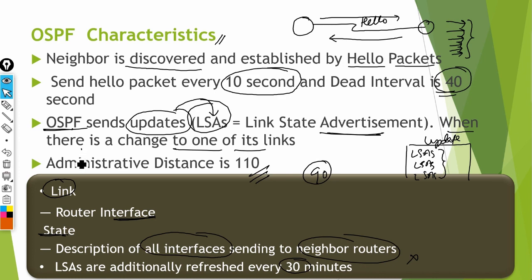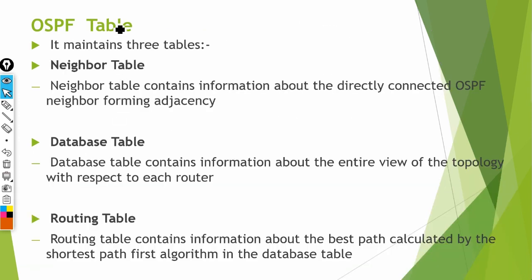Make sure. So far, when it comes to OSPF, it maintains three different tables. We have already discussed that EIGRP maintains three tables: the first one is the neighbor table, then the topology table, and then the routing table. When it comes to OSPF, OSPF maintains a neighbor table. Same thing, it contains the information about all types of OSPF neighbors.